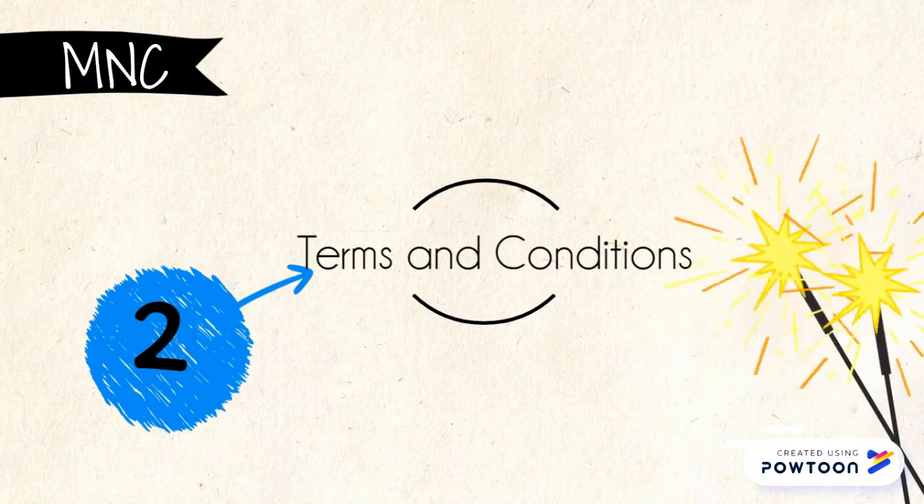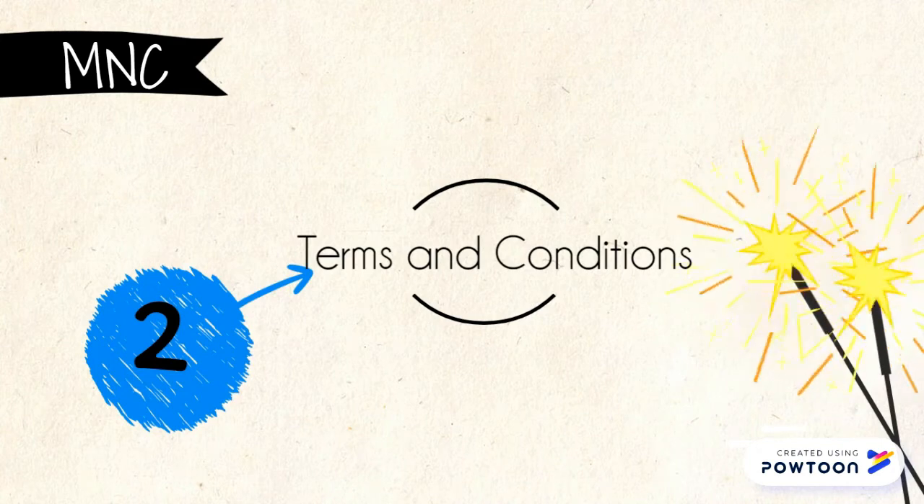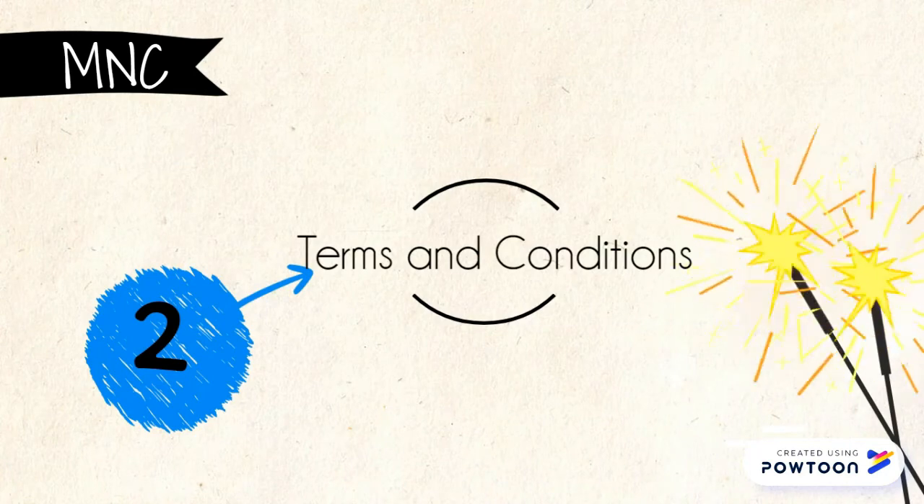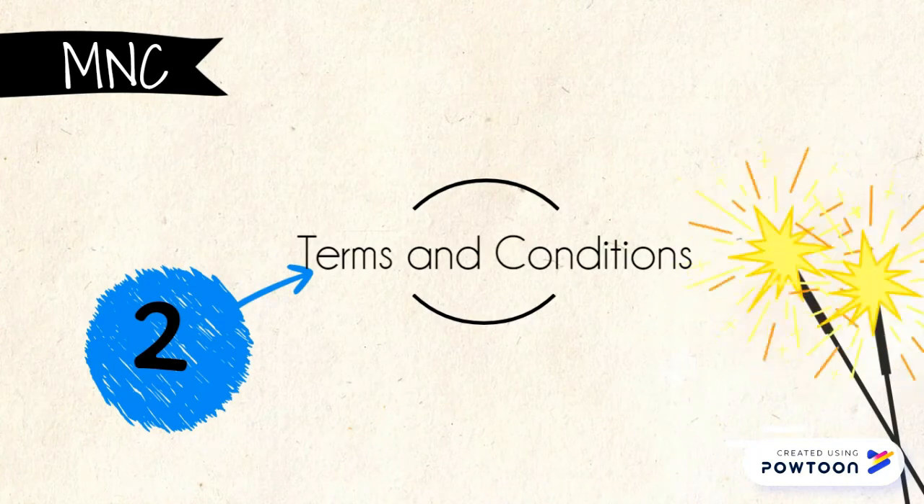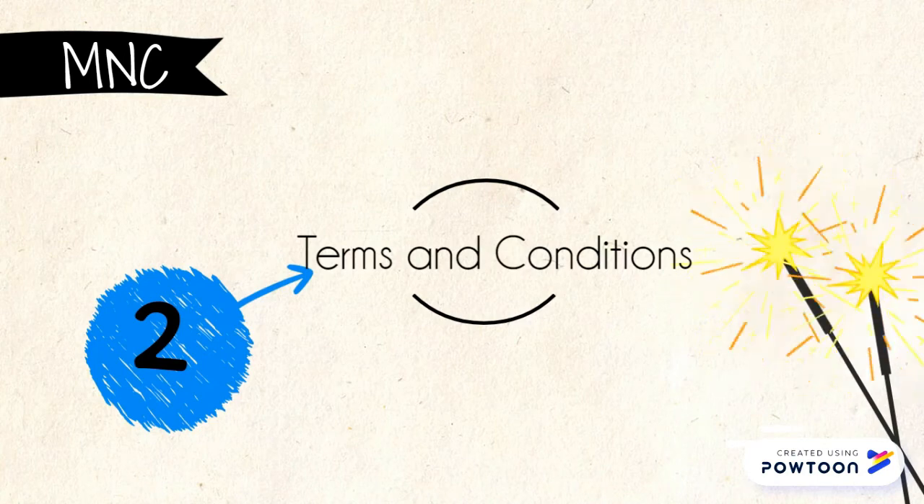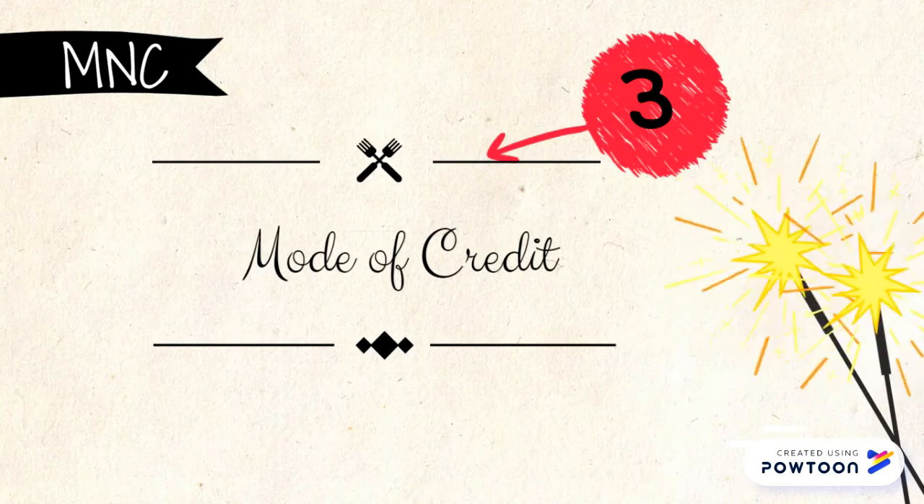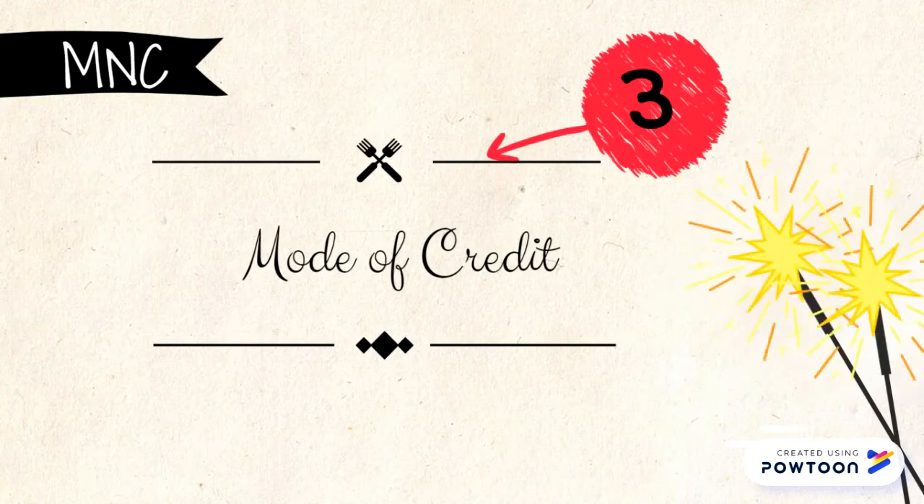Next, terms and conditions. A bill of exchange consists of the terms and conditions of payment: amount of the bill, date of payment, place of payment, and interest to be paid, if any. The maturity date of the bill is also known to the parties of the bill so they can make the necessary arrangements for funds. In addition, mode of credit.